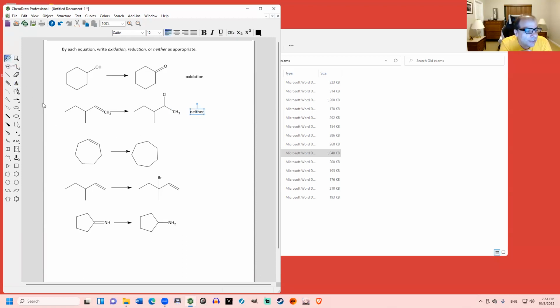What's happening in the next compound? Well, the change that takes place is we go from a carbon-carbon double bond to a carbon-carbon single bond. The bond order has gone down. So that falls in the definition of reduction.